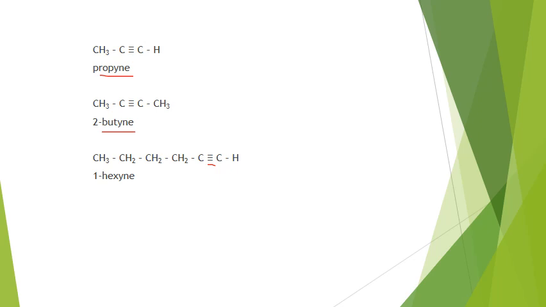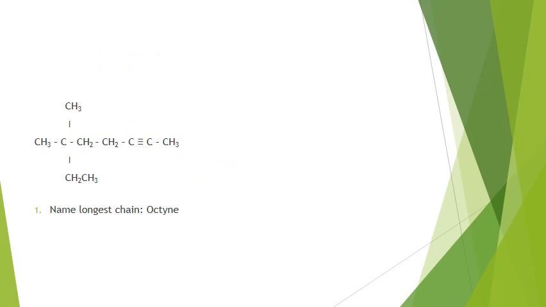So 2-butyne. This is butyne. Here's 1-hexyne. Going this direction from right to left, it puts the triple bond after number 1. You always want to have the smallest numbers, and the numbering will be the same as we did with alkenes.